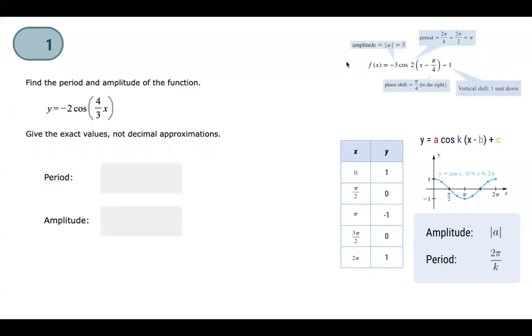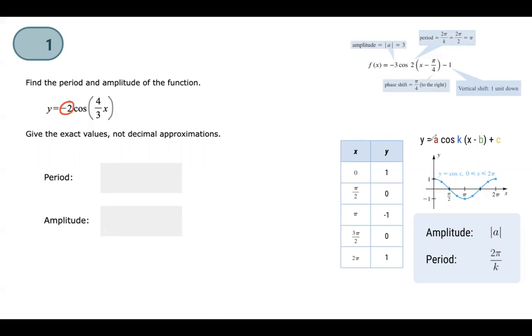Hello, we're going to find out how to get the period and amplitude of a cosine or sine function. Initially, both have an amplitude of 1, the parent function, and they have a period of 2 pi. In order to get the new amplitude, you have to really pay attention to the A value.